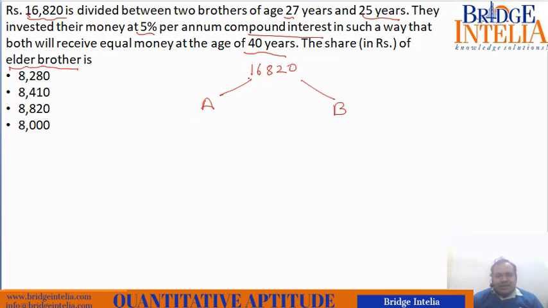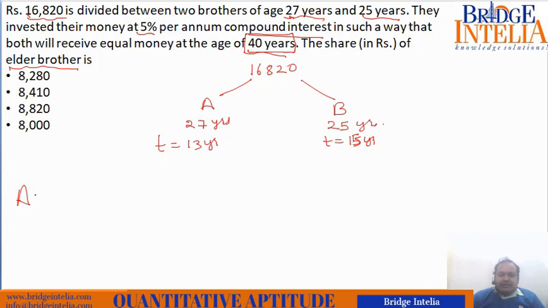So the elder brother is already 27 years old. That's why he is elder. That means the younger brother has age 25 years. So they are depositing whatever they get, and they keep this deposit until they attain the age of 40 years. So the time period for this one is 13 years, he is already 27. So he will deposit his money for another 13 years. This guy, time 15 years.